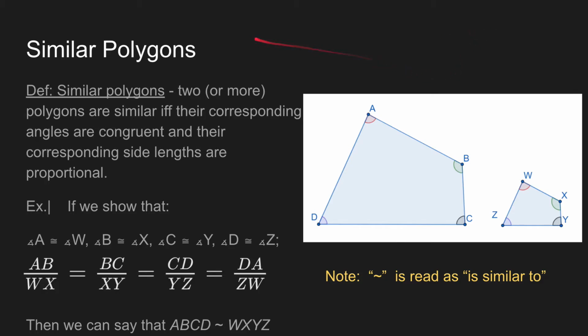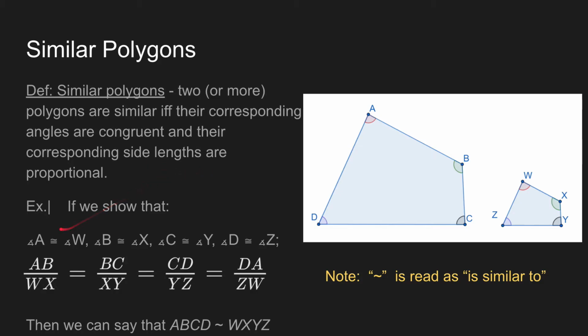Okay, so the definition of similar polygons is: two or more polygons are similar if and only if, remember that's what the iff stands for, their corresponding angles are congruent and their corresponding side lengths are proportional. Well, what does that word proportional mean? You've heard it thrown around a lot of times.